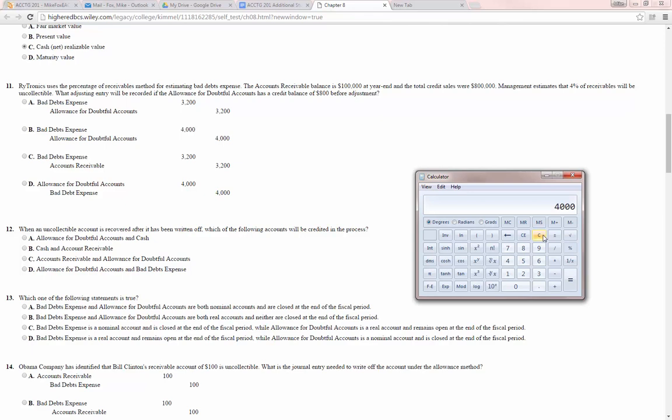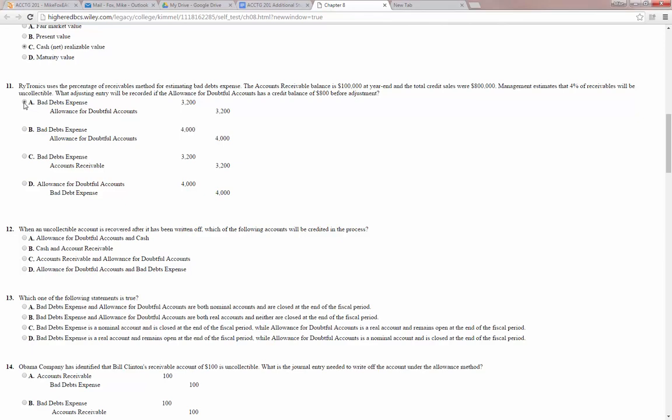So we need to take an account with an $800 credit balance and bring that balance up to $4,000. We would do that by crediting the account an additional $3,200. So the allowance for doubtful accounts has to be credited $3,200, and the bad debts expense will be debited $3,200. Again, this lets us take the expense this year, or during the same year where the revenue was earned. So now we're offsetting that revenue with the expense of not being able to collect it, and puts the rest in an allowance that we can offset any actual write-offs in the next year with.